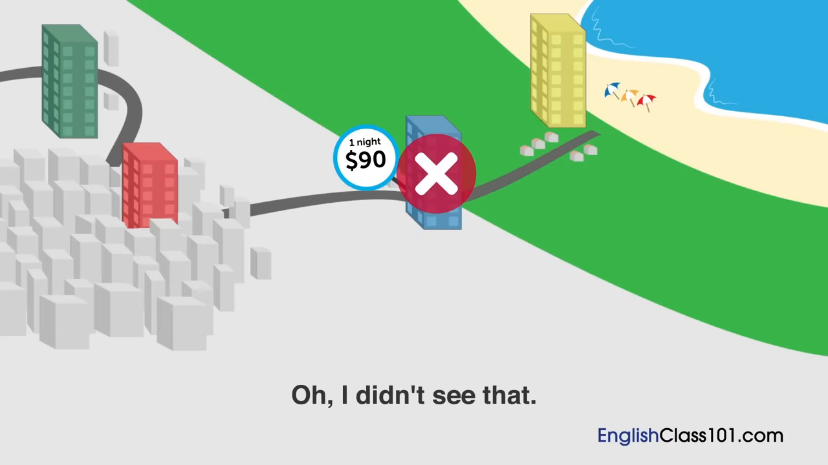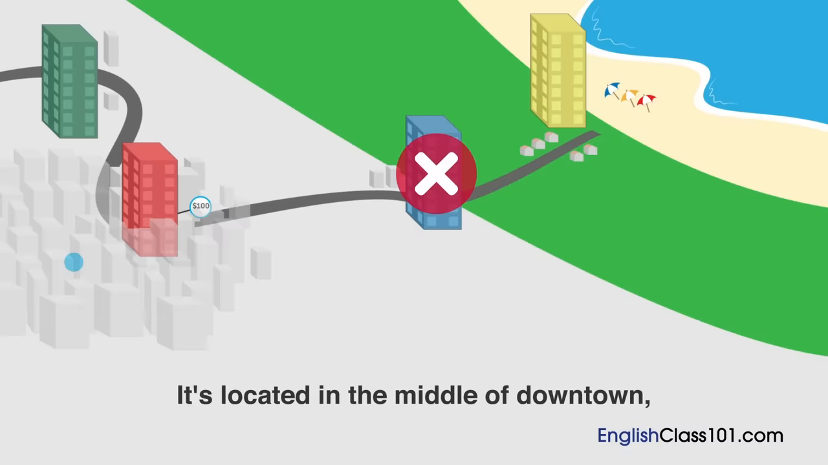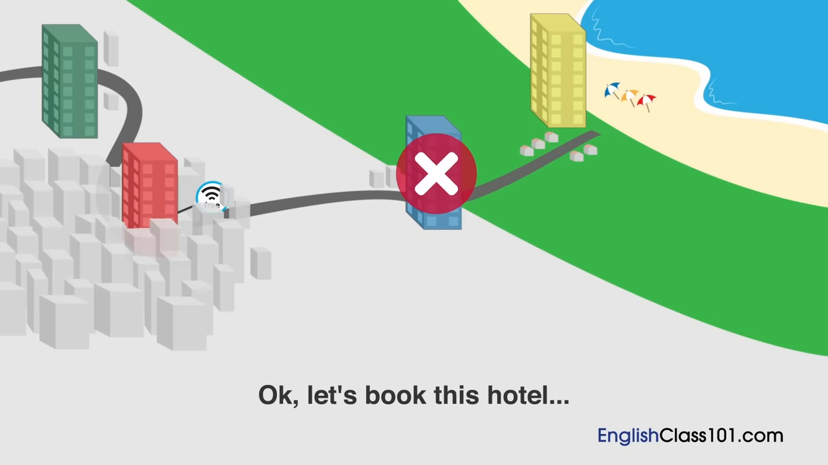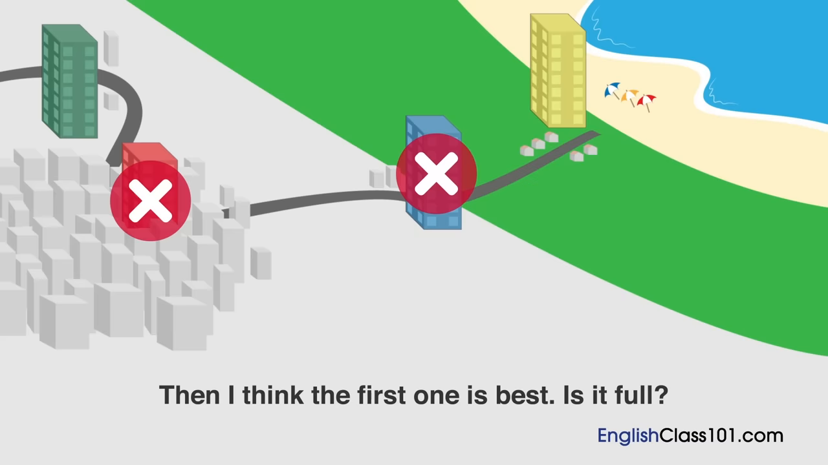So, how about this place, the Royal Hotel? It's located in the middle of downtown, and it costs $100 a night. The room doesn't look so nice, but they have free Wi-Fi. Okay, let's book this hotel. Oh, it's already fully booked. Shoot. Then I think the first one is best. Is it full? No, it's not. Great.